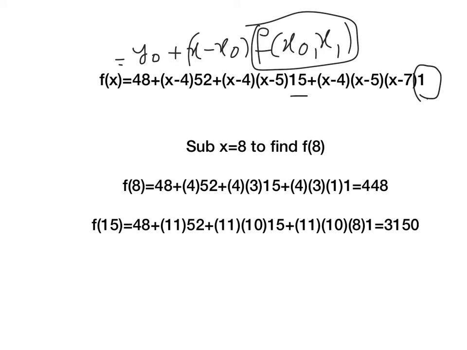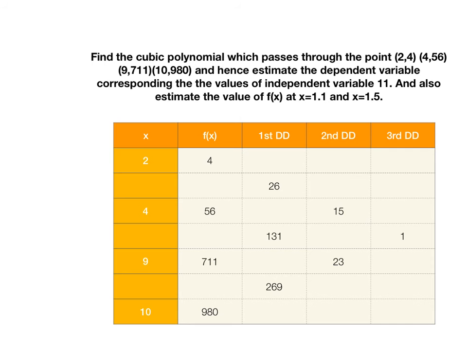So substituting all the values in the formula, then we substitute whatever x is required. So put x equal to 8 to find f of 8. Substituting 8 in place of x, we calculate, the answer is 448. Similarly, substitute separately. You substitute x is 15. On calculation, we get 3150. This is the problem of finding f of x when given the x and y values.